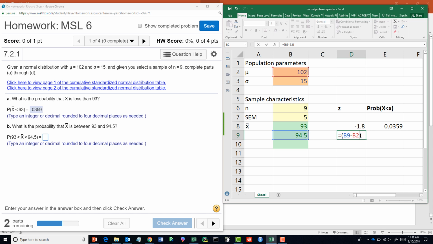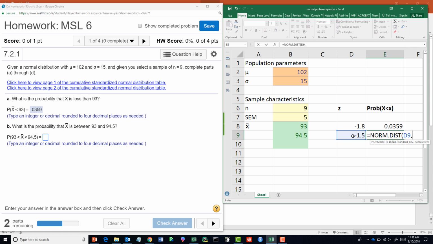And we're going to divide that by the standard error of the mean here. Okay, so negative 1.5. Now we need to figure out what's the probability of this. We're going to use the same function, NORM.DIST. Remember that NORM.DIST by default gives the probability less than. So we're going to just put that value in.